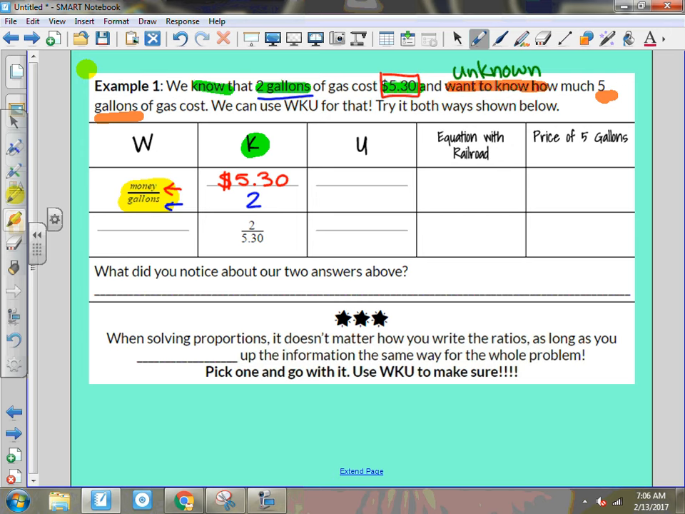So in my unknown here, that U column, I'm going to use that 5 gallons. So I know that 5 goes with that gallons, gallons goes on the bottom. So the 5 is going to go underneath here, and I'm looking for the cost. Well, I don't know what the cost is, so I'm going to use a variable to hold its spot. I'm going to use the letter X.